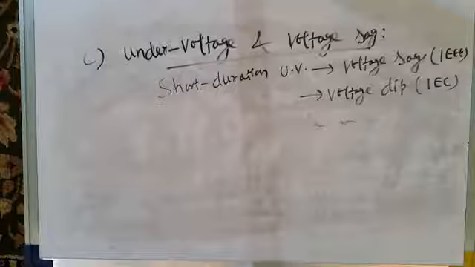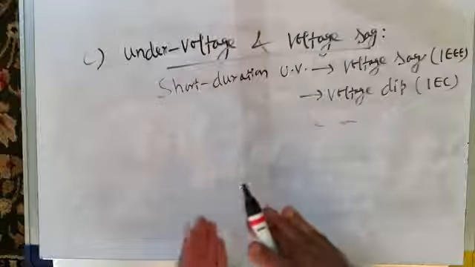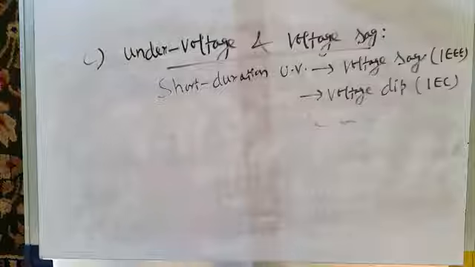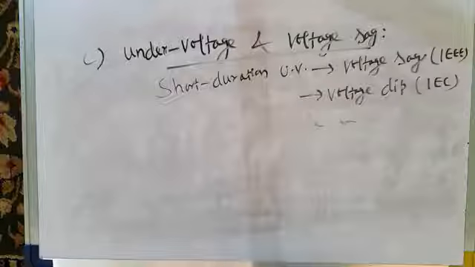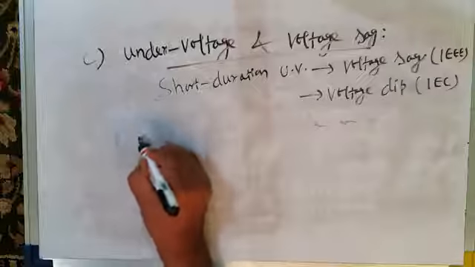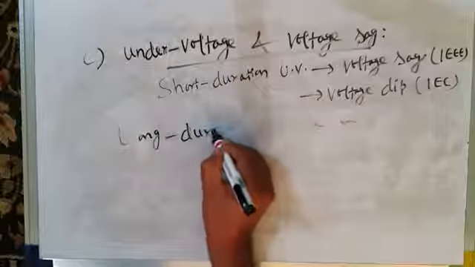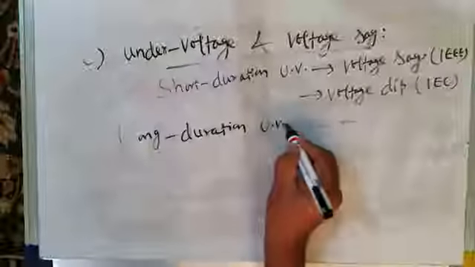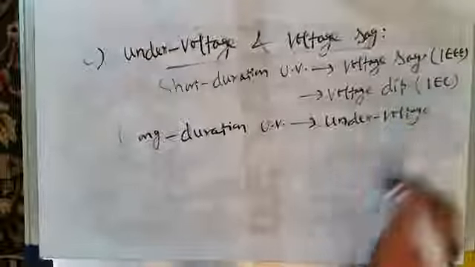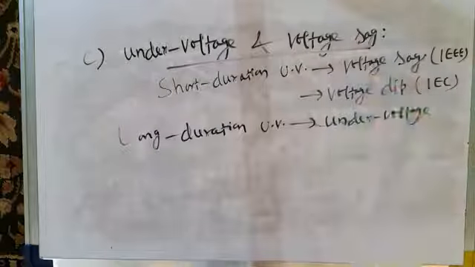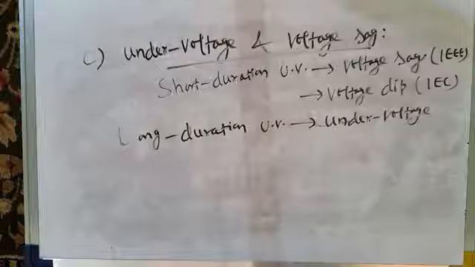So any short duration under voltage or reduced voltage is called voltage sag according to IEEE, or voltage dip according to IEC. And long duration under voltage is called under voltage itself. So under voltage is long duration under voltage, and short duration under voltage is called voltage sag or voltage dip. Now, how do you define this voltage dip or voltage sag?